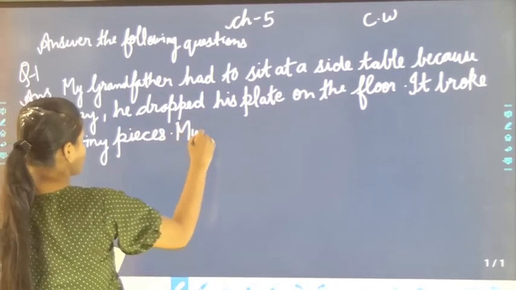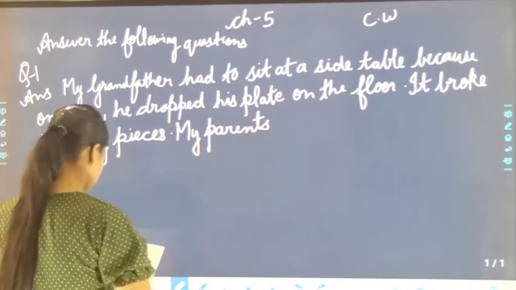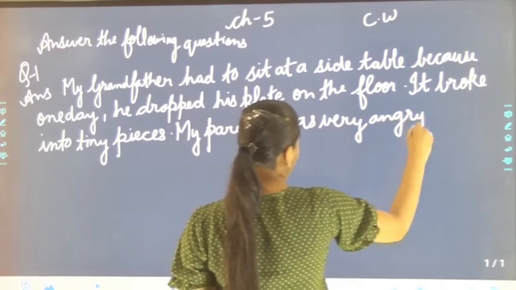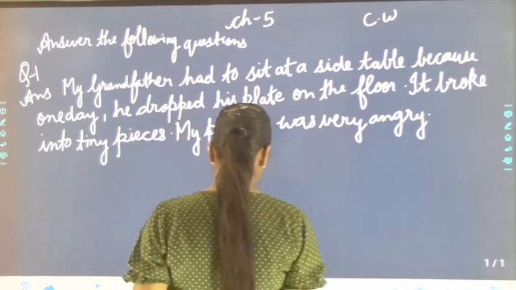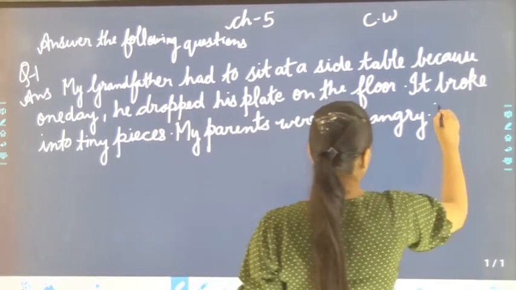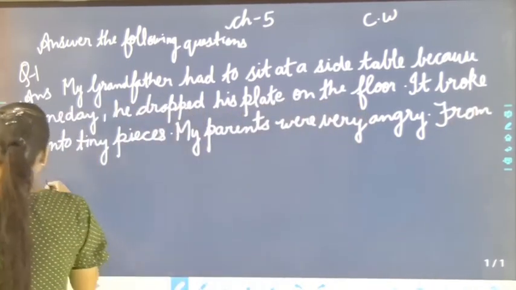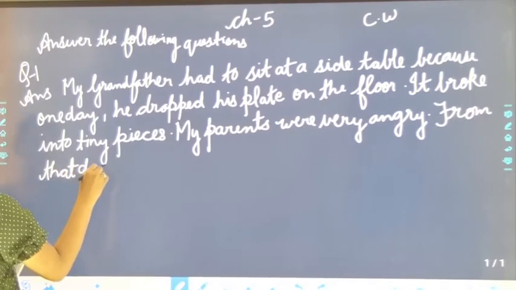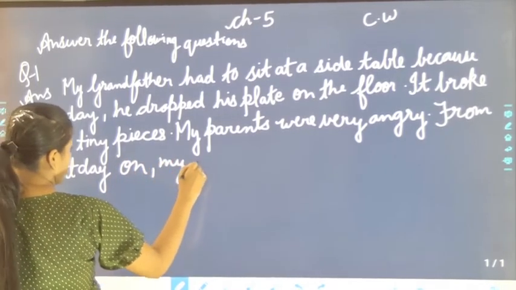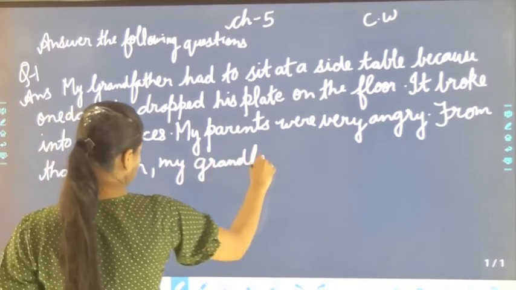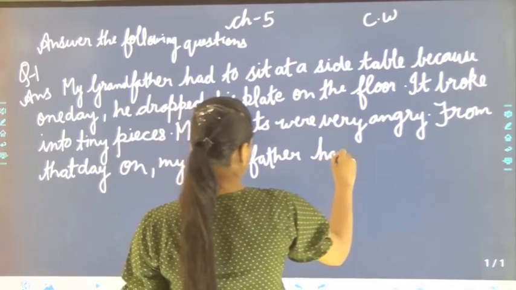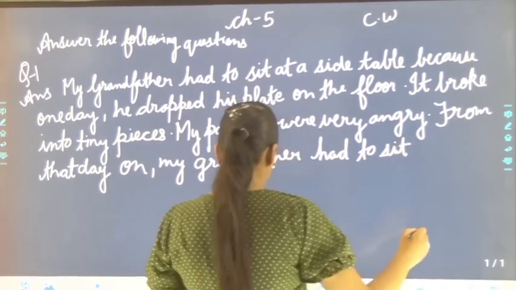My parents were very angry. From that day on, my grandfather had to sit at a side table.